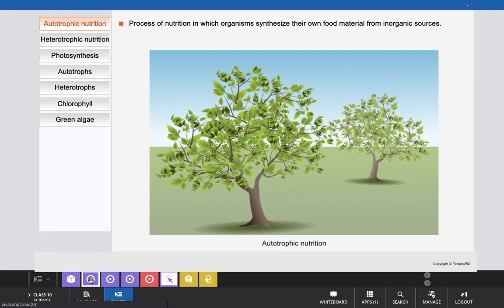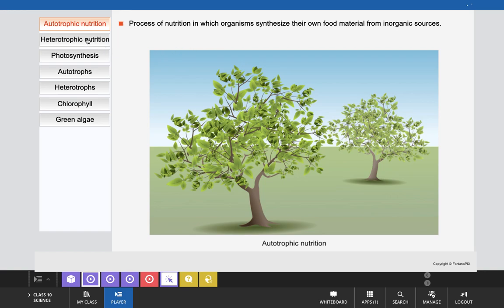Now come to revise the topic with the help of these keywords. Most probably all of you have completed these terms in your notebook because we have already discussed these keywords in earlier classes. Now once more we will revise it. The first keyword is autotrophic nutrition, the process of nutrition in which organisms synthesize their own food material from inorganic sources. That is known as autotrophic nutrition.